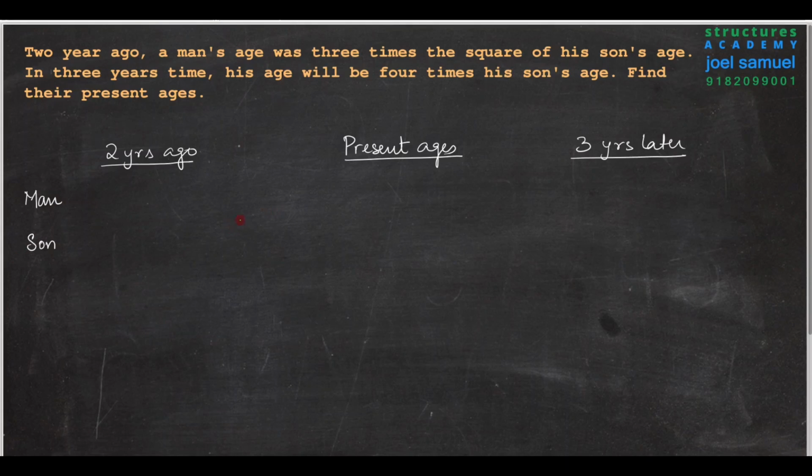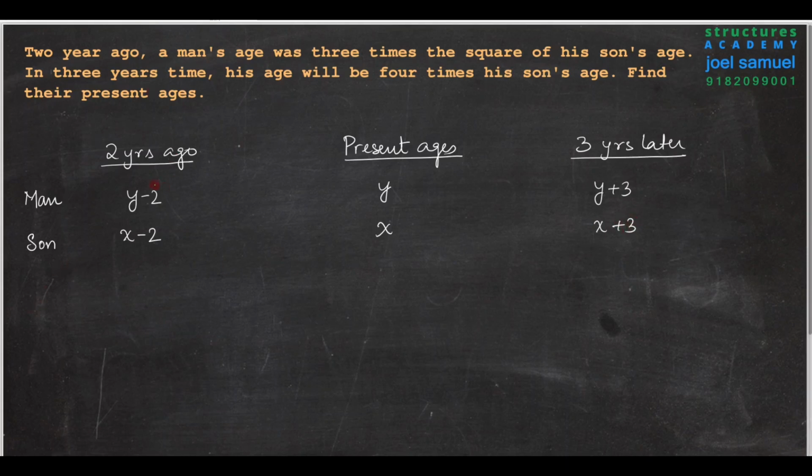So we begin the solution by assuming that the son's age is x and the man's age is y. That means 2 years ago, the man's age would have been y minus 2 and the son's age would have been x minus 2. Similarly, 3 years later, the man's age would be y plus 3 and the son's age would be x plus 3.